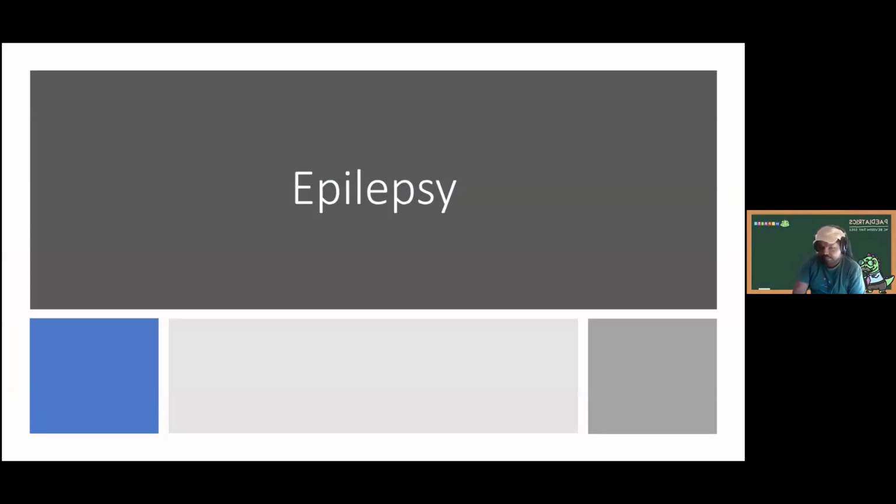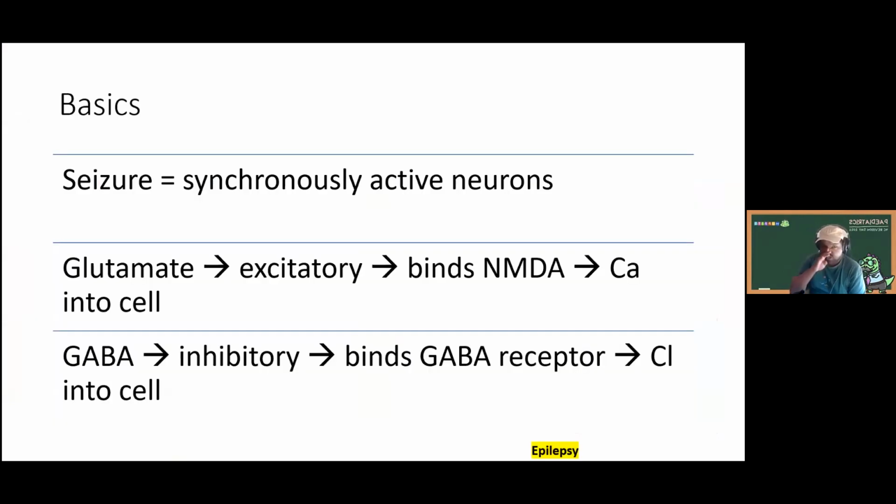So in terms of epilepsy, the basics for this condition are that it's a seizure-like condition, and you have synchronously active neurons. So you have misfiring of small groups or large groups of neurons. Two basics for this: you have glutamate. Glutamate is excitatory. It binds to NMDA channels and lets calcium into the cell. And so we can have too much glutamate, or we can have NMDA channels that are excessively open, that leads to firing.